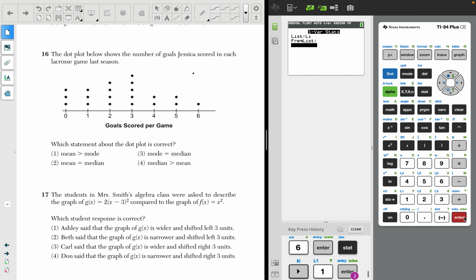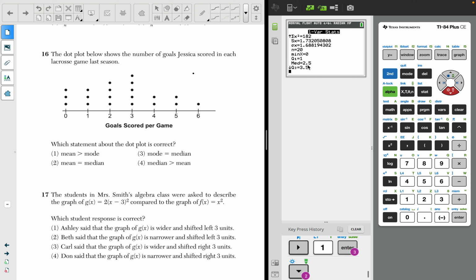So now you see that the mean is 2.5. X bar, that's the mean. And then if we scroll down, the median is also 2.5. So that means our answer is number 2.